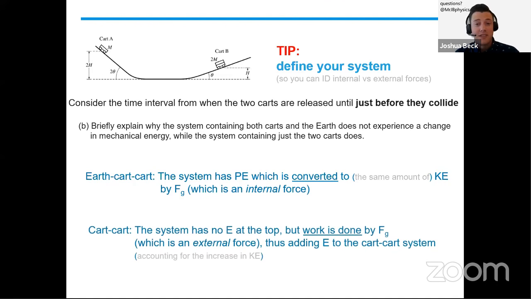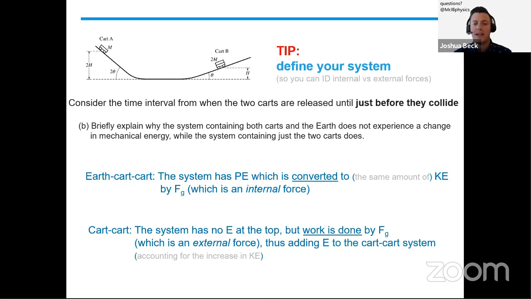In the cart system, now the Earth is no longer part of my system. So now I have these 2 carts, they don't have any energy at the top. There's no potential energy here because the Earth is not part of our system. So they haven't been displaced from anywhere because the Earth is not part of our system. So they have no energy at the top.